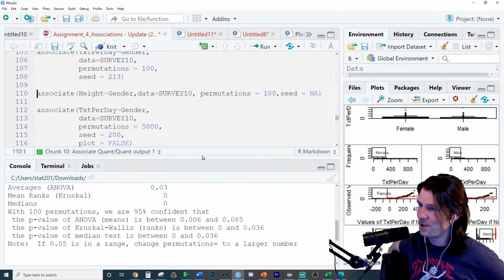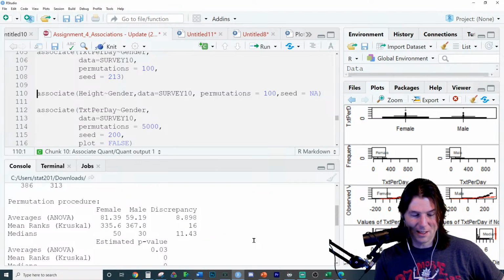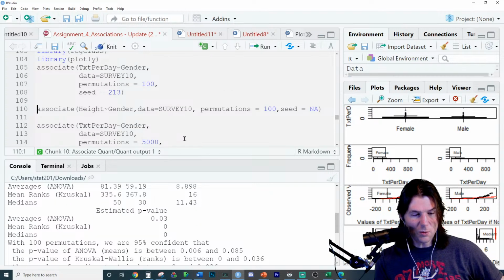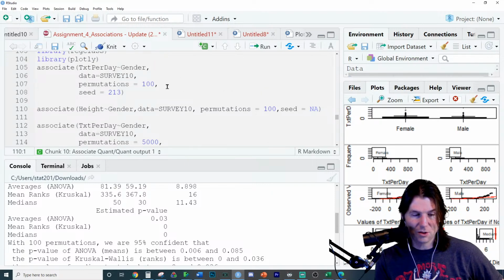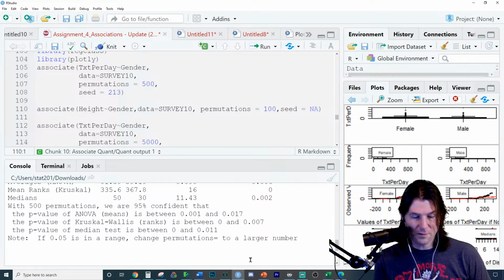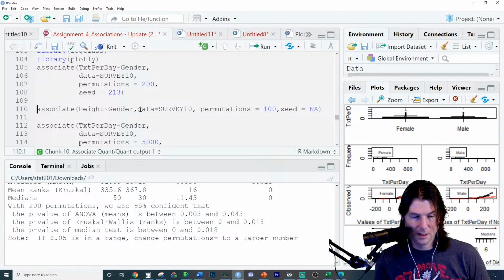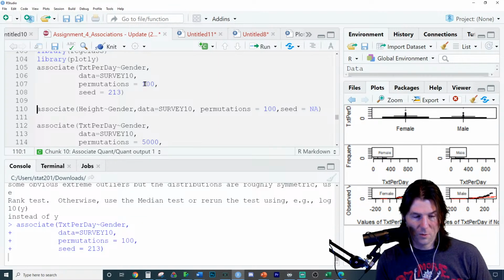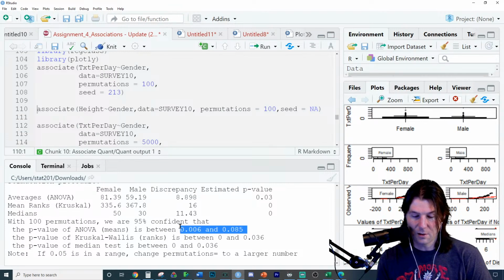And I've done it here. You got it. Decrease the permutations. This one right here, if you use this variable right here, if you use text per day and gender, it looks like this is, I think it's 500 by default. And by default, it would not be, but with 200, it's close. With 100, it is. And you notice right here, this interval is inconclusive.